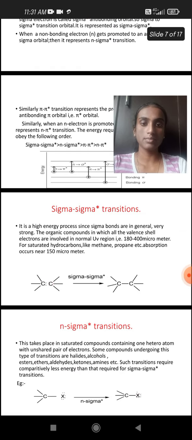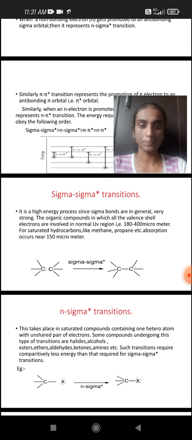Next one is sigma to sigma star transitions. It is a high energy process since sigma bonds are generally very strong. The organic compounds in which the valence shell electrons are involved in the normal UV region, that is 180 to 400 nanometer. For saturated hydrocarbons like methane, propane, etc., absorption occurs near 150 nanometer.